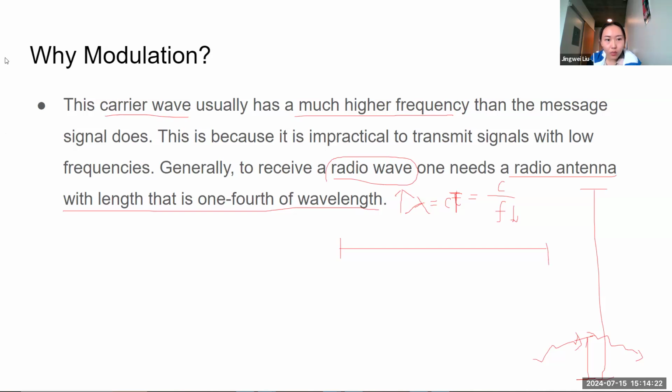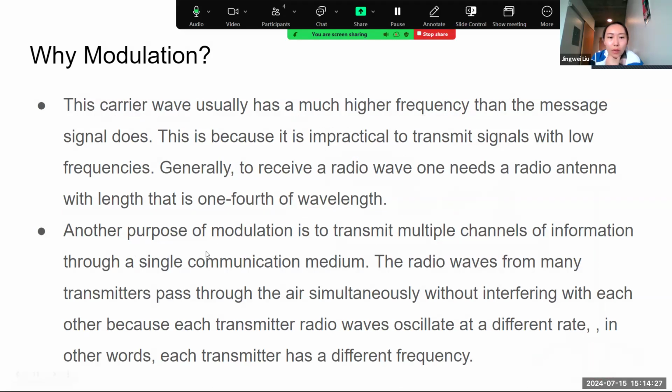Another purpose of modulation is to transmit multiple channels of information through a single communication medium. The radio waves from many transmitters pass through the air simultaneously without interfering with each other, because the radio waves of each transmitter oscillate at a different rate. In other words, each transmitter has a different frequency. So if you remember what we talked about before, right?